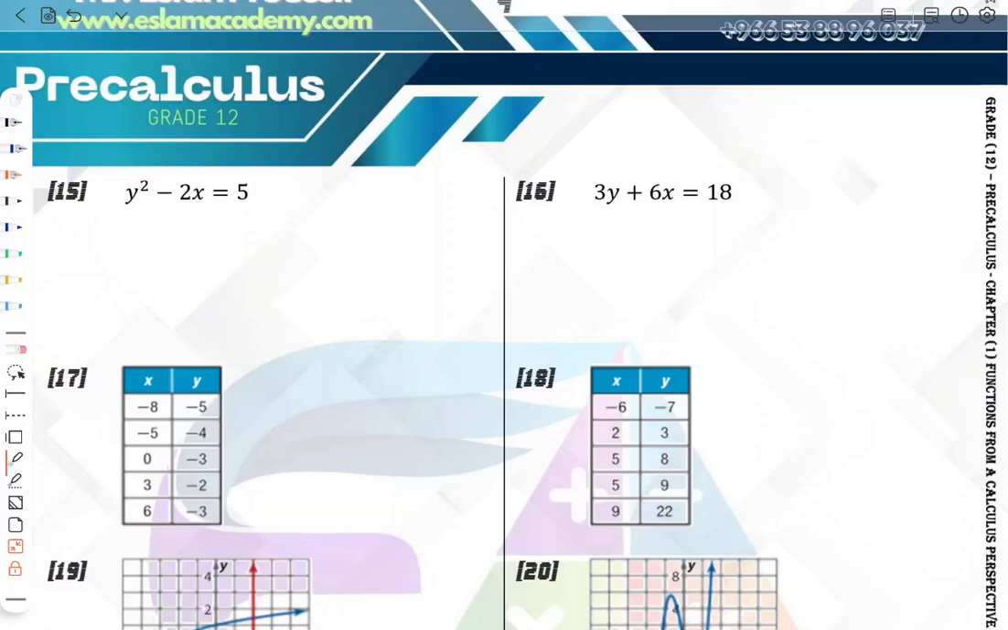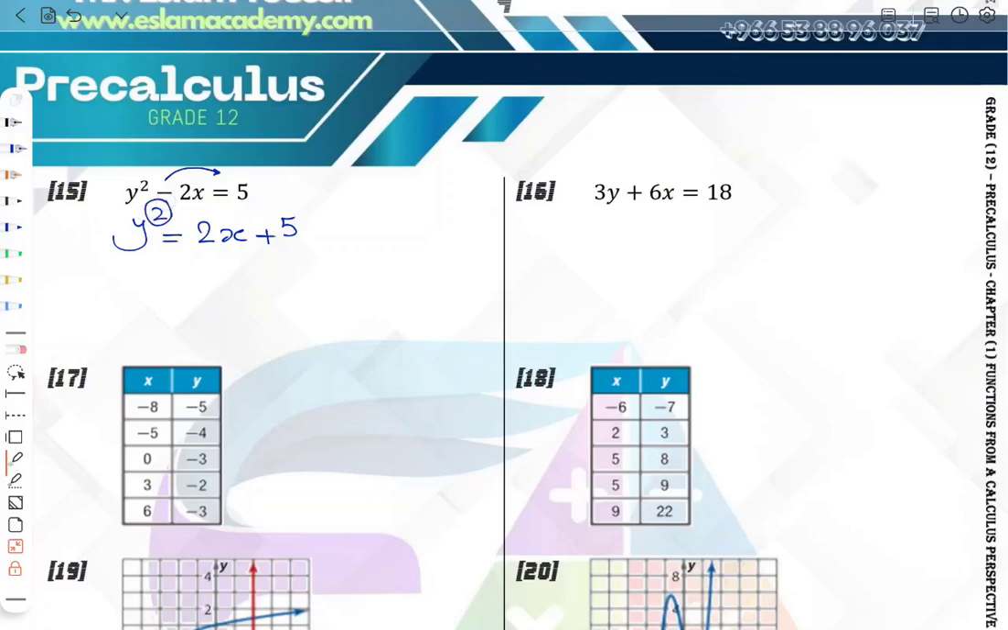In question 15, we have another way of writing a relation, which is called the equation. You will find that y to the power 2 minus 2x equals 5. At first, I will solve for y. So shift 2x to the other side by adding 2x. So y to the power 2 equals positive 2x plus 5.